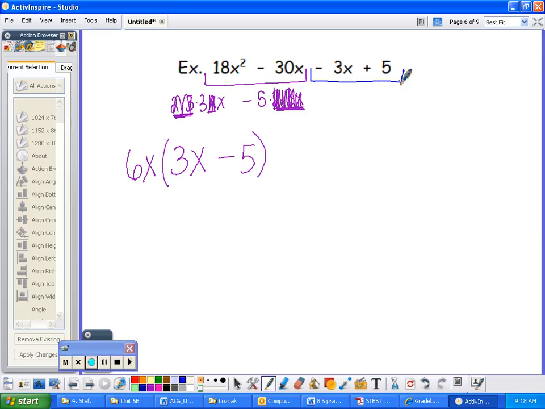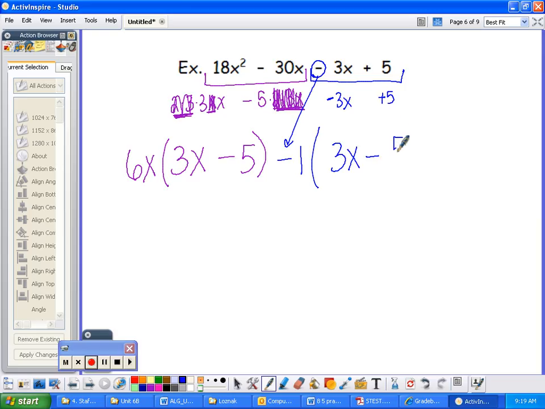Now let's look at the next set. What do these have in common? 3x and a 5? Nothing. When they don't have anything in common, we just use 1. Now I'm going to use a negative 1. When I factor out a negative 1, remember this is a 3 and this is a positive 5. I'm taking out the negative to leave me a positive 3x. And when I take out a negative 1 from a positive 5, it leaves me a negative 5.